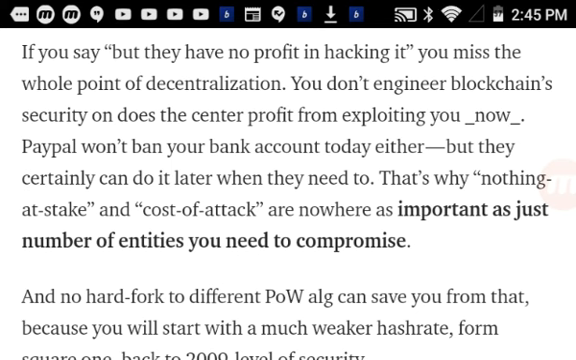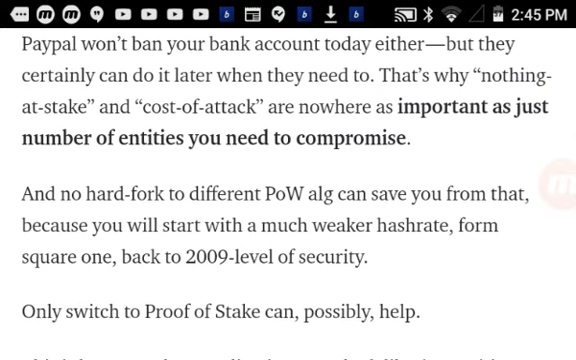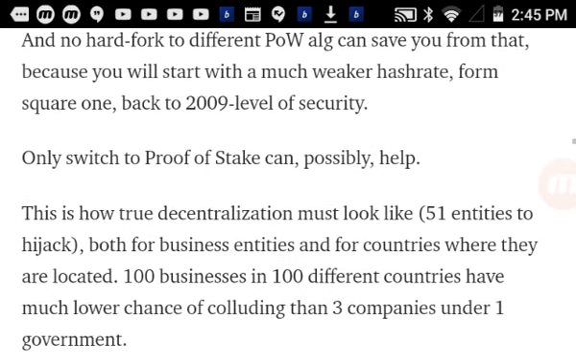So I think we all kind of picked up on that, guys, that the fact that they can do it, have the ability to do it, even if it might not be practical for them to do it, they are able to do it, right? And no hard fork, two different proof of work algorithm can save you from that, because you will start with a much weaker hash rate, from square one back to 2009 level of security. Only switch to proof of stake can possibly help.